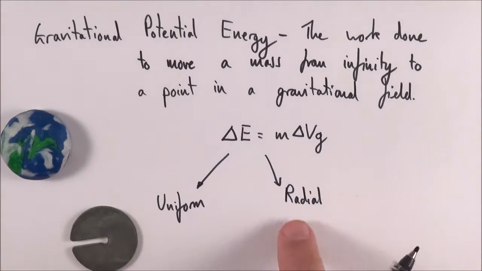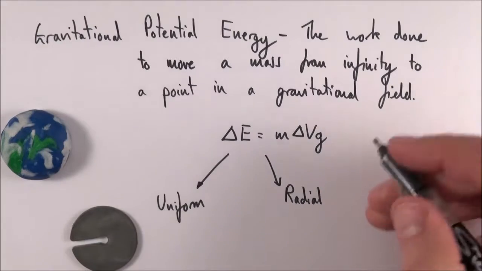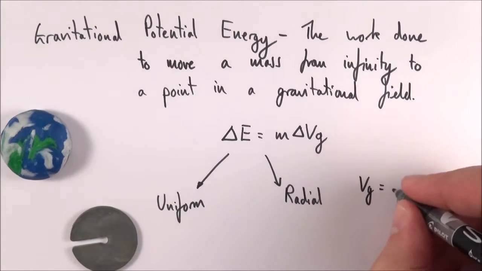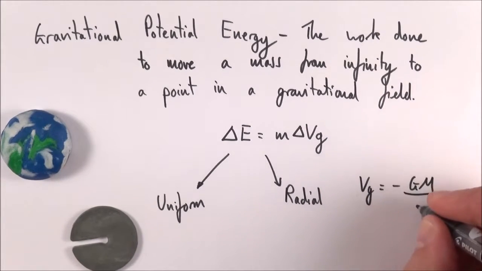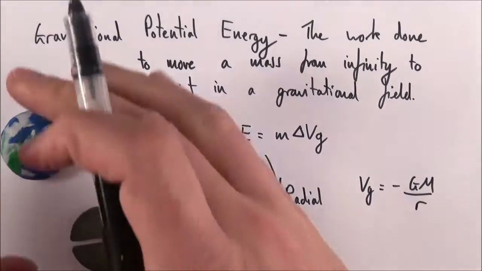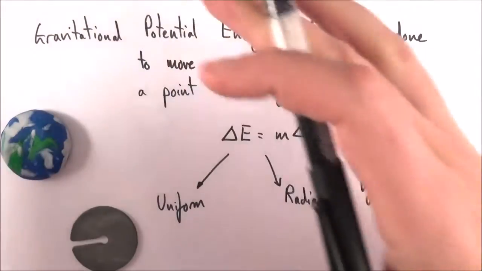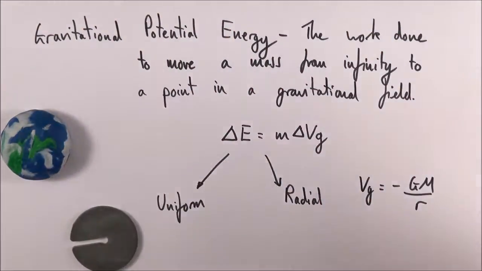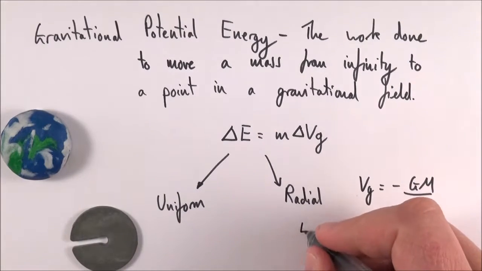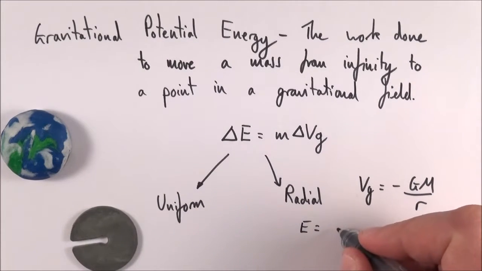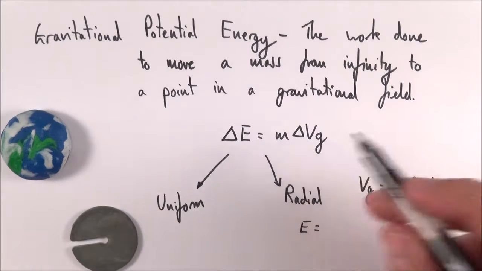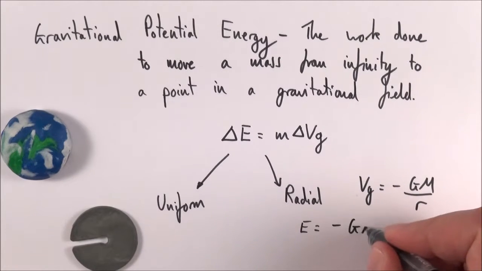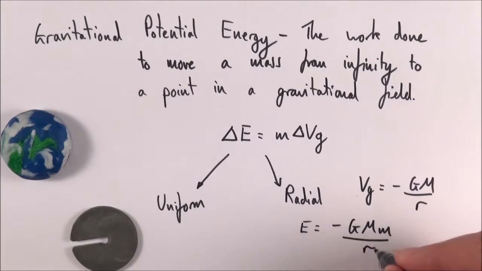The other kind is a radial field. And we already know that Vg is equal to minus GM over r. When we're talking about radial fields, we're talking about the field that really radiates from this object here that has mass. And we can then say that the energy is equal to m times Vg, which equals minus GMm over r. And again, we can increase our energy in this field by increasing the radius.